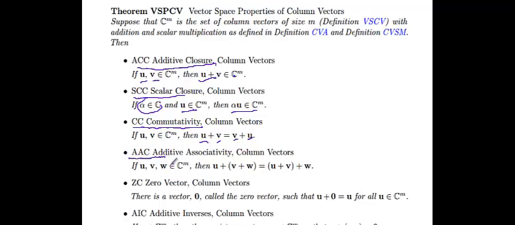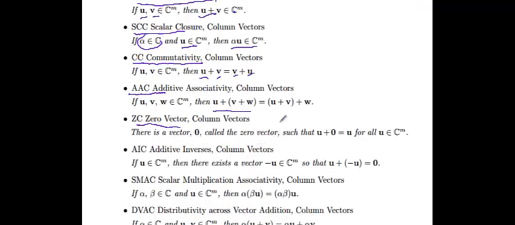Additive associativity. If you add 3 vectors, you can reorder the parentheses. You can add them in any order. See, that's different from commutative. There you're actually exchanging the order. Here you're just changing which operation you do first. All right, we have a 0 vector. The vector that has all 0 components, when added to any other vector, will give you that same vector.